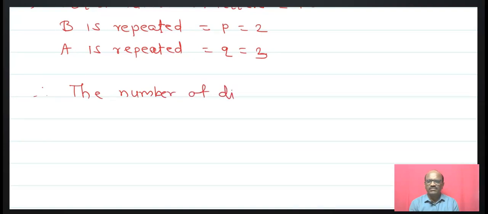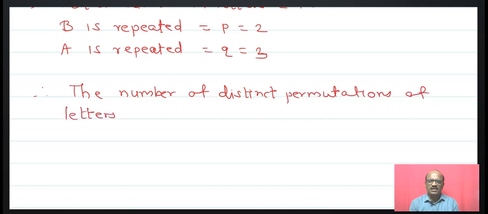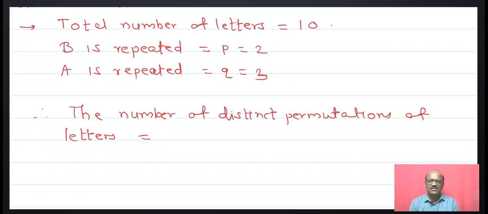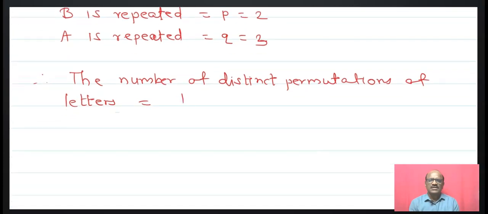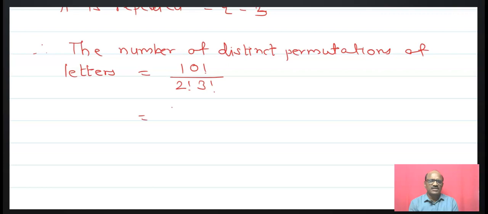The number of distinct permutations of letters is equals to 10 factorial, and which letters are repeated, 10 factorial upon 2 factorial into 3 factorial, and again we can have the calculation.